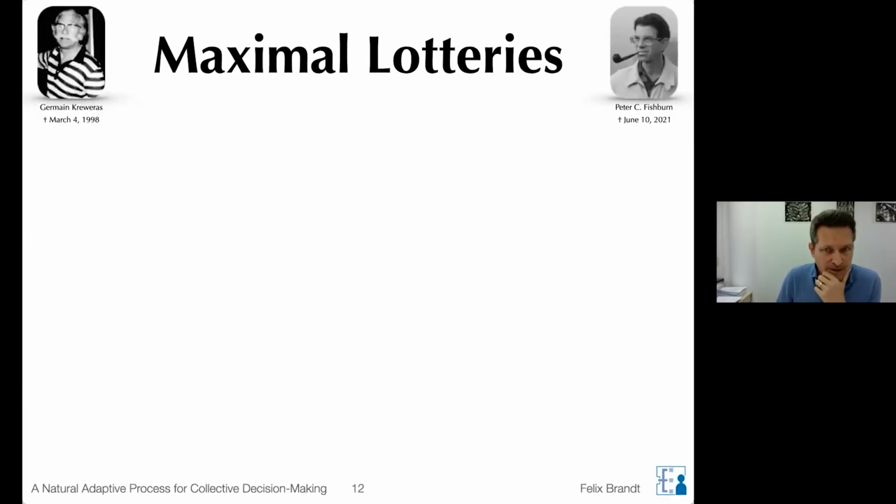Okay, so some of you may have seen this slide before because we've been working on maximal lotteries quite extensively in the past couple of years. Maximal lotteries is a randomized voting rule that was proposed by Germain Kreweras and Peter Fishburn independently of each other. And as some of you may know, Fishburn unfortunately passed away about 4 weeks ago.